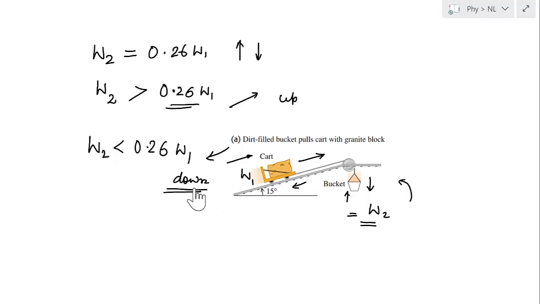To summarize, if W2 equals 26% of W1, the cart can move either up or downward. If W2 is greater than 26% of W1, the cart has to move in the upward direction. And finally, if W2 is less than 26% of W1, the cart will move in the downward direction. So in this video we learned how to apply Newton's first law when the object is moving with a constant velocity over an inclined plane.